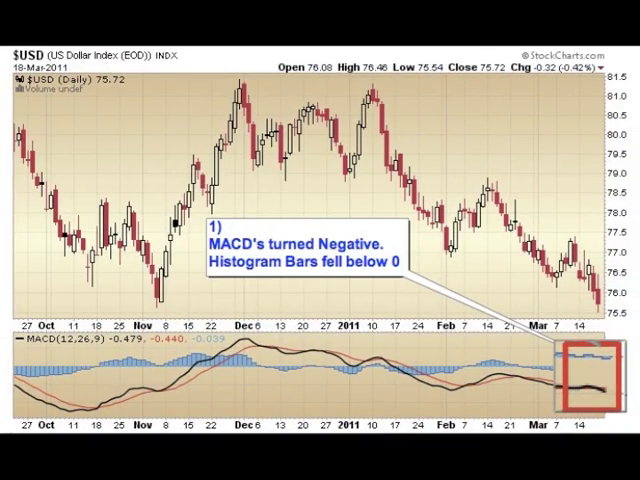And a look at the MACDs and histogram bars shows us that the MACDs turned negative and gave us a bearish signal when the black line crossed over the red. And the histogram bars also fell below zero, and they're dropping, so that's also bearish. We gave this chart a red mark.